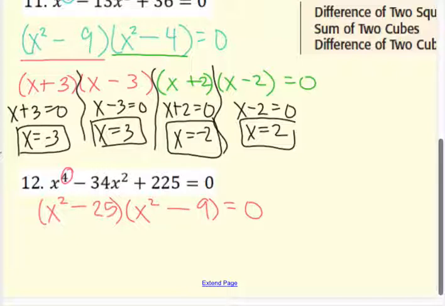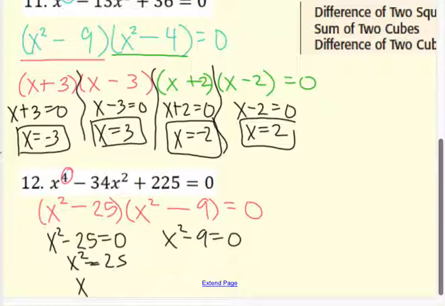Okay. Now I notice, like example 11, number 12, these are both difference of perfect squares. Here's a second method to solving this. I could just say x squared minus 25 is equal to 0. Okay. And I could say x squared minus 9 is equal to 0. And I could solve this using the square roots. So I would add 25 to the other side.